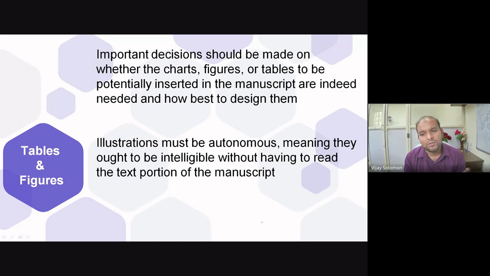Illustrations, when you use them, should be autonomous, meaning they have to be intelligible without having to read the text portion. The images you come up with should be very clear so that you don't need extra text to explain the image again, because the purpose of introducing images, figures, flowcharts, and so on is just to help the reader get the concept clearly.